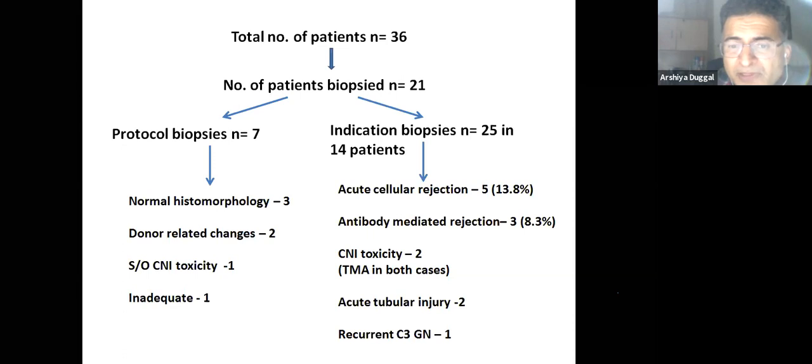We also have to remember that there was recurrent C3GN in one of the ABO incompatible transplants, who presented 3 months post transplant with nephrotic range proteinuria, and the basic disease was also C3 glomerulonephritis.